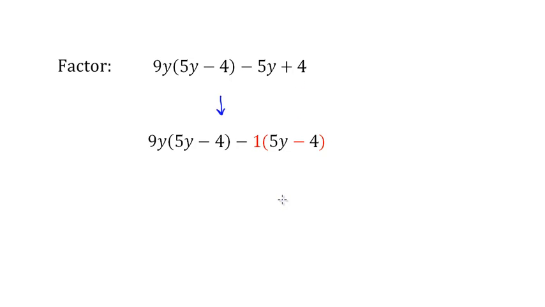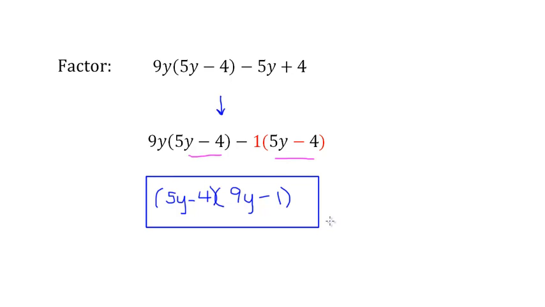Now can you see how we proceed to factor? At this point, we now see that it's apparent 5y minus 4 is a quantity that belongs to both of these terms. And therefore, to factor it, we're simply going to take out this common factor of 5y minus 4. Pulling out 5y minus 4 will leave us with a quantity. And that quantity is simply 9y from the first term, and then minus 1 from the second term. This is our factorization.